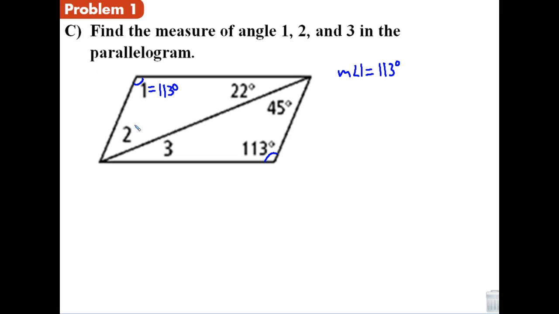Then as far as finding angles 2 and 3, the easiest way to do that is going to be to recognize that this parallelogram splits into two triangles, two congruent triangles. Since I know two of the angles of those triangles, 113 and 22, I can subtract those from 180 to end up with the 45 for angle 2.